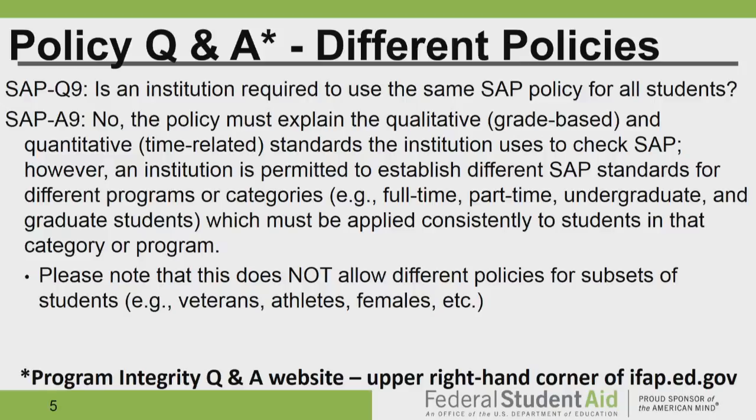So you can't say that there's a different policy for men and women, for athletes versus non-athletes, or for veterans, or for any other type of group that could be seen as discriminatory. You might say even that you want to do something for first-year students that's a little different. You might have graduated standards, and we'll talk about that coming up as well.